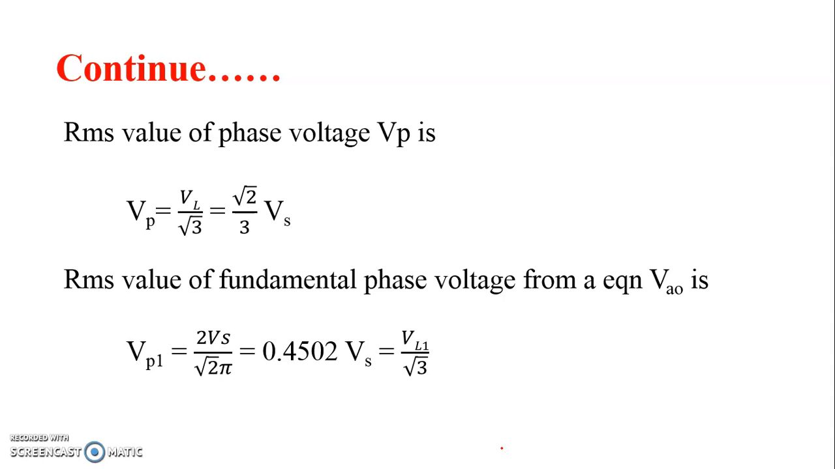This is the RMS value of a phase voltage, Vp. We already know that phase voltage is equal to VL by root 3. Substituting the VL value, we get root 2 by 3 into Vs. Then the RMS value of the fundamental phase voltage from my equation for VA naught is Vp1 equal to 2 Vs by root 2 pi. After simplifying this, we get 0.4502 Vs. We know that this value is VL1 by root 3.